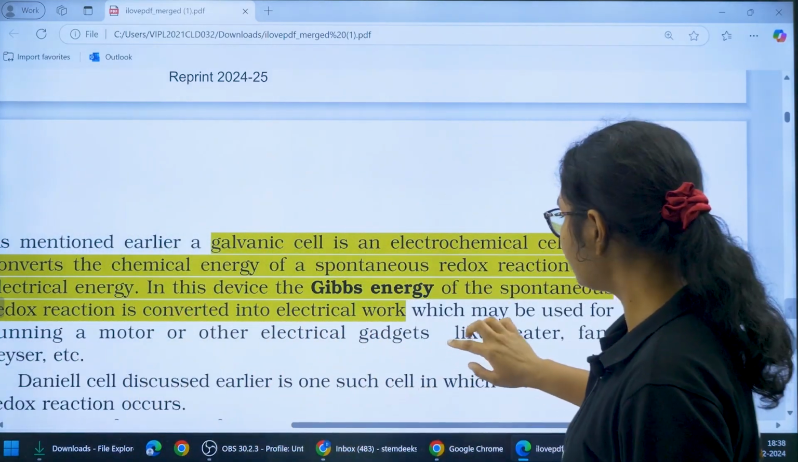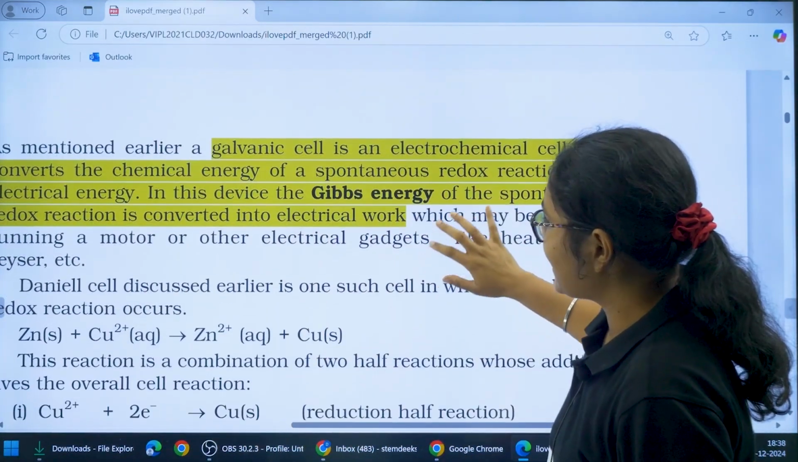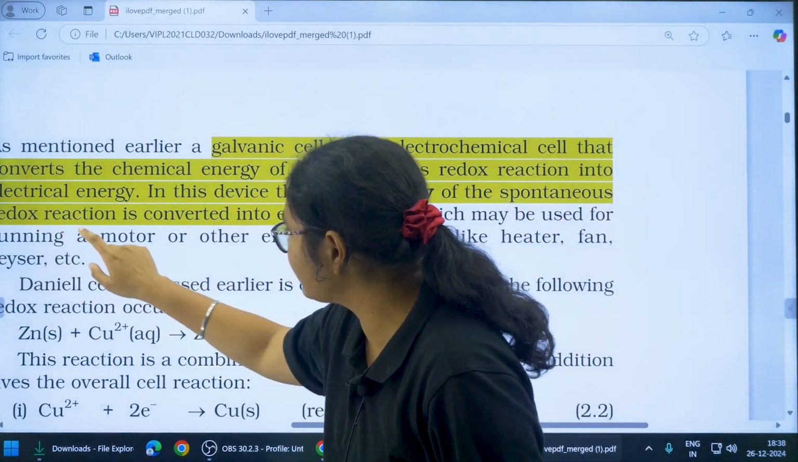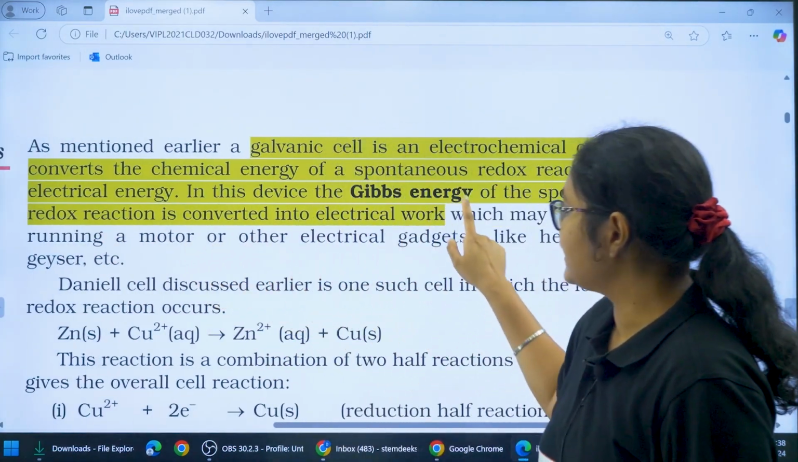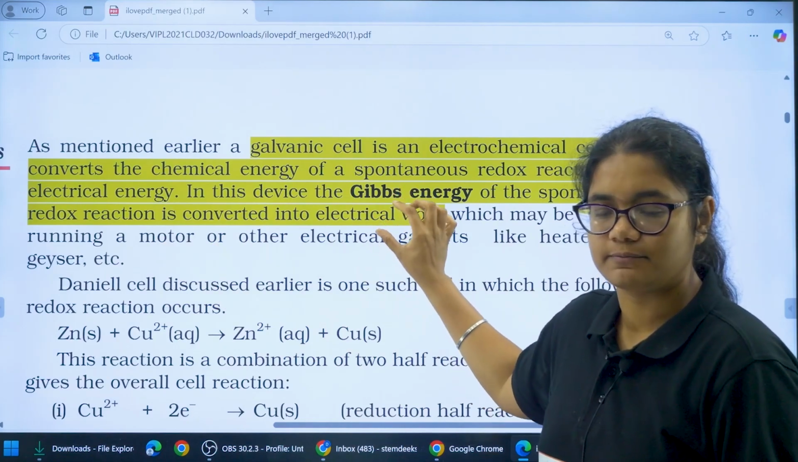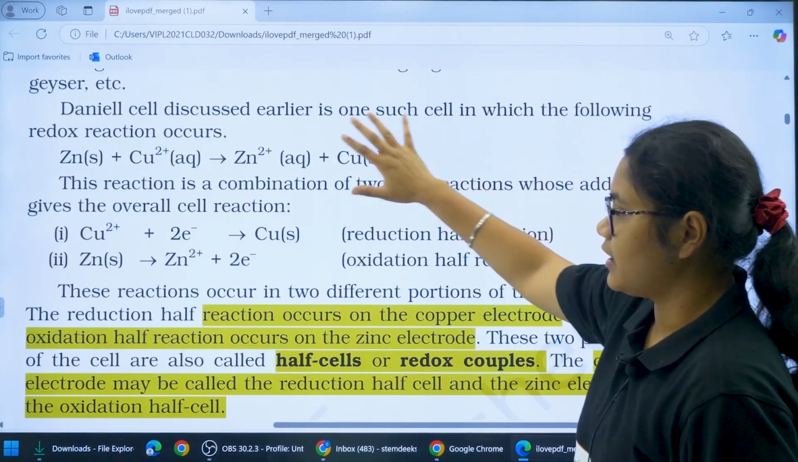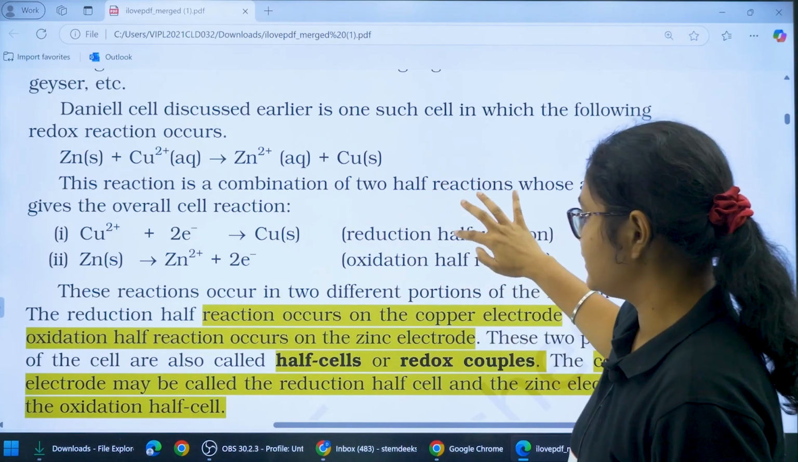Next we have, in this device, the Gibbs energy of the spontaneous redox reaction is converted into electrical work. Okay, this line is again very important. Now these all things we have studied in our normal theory questions.